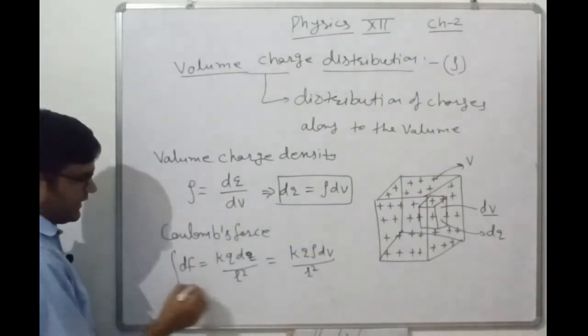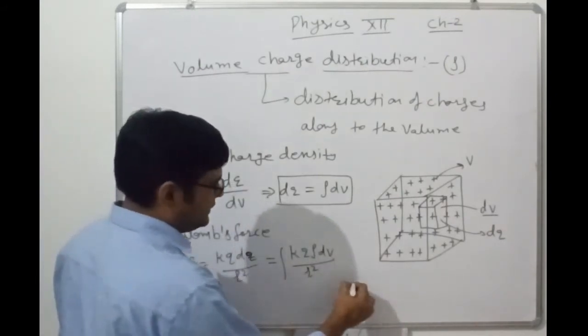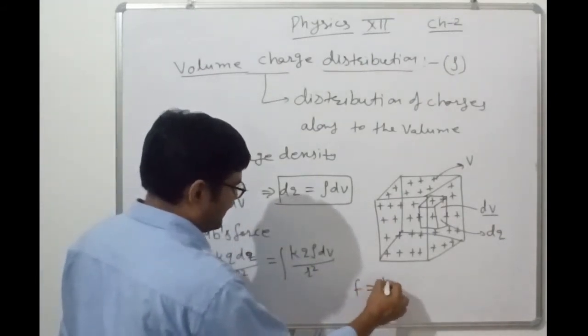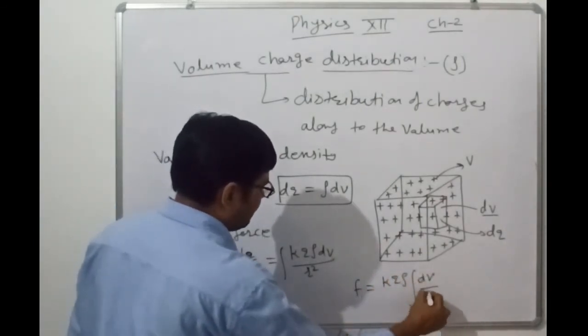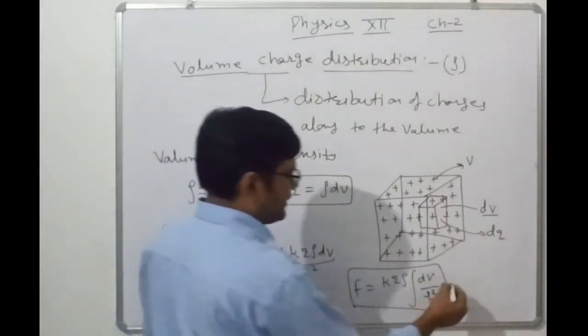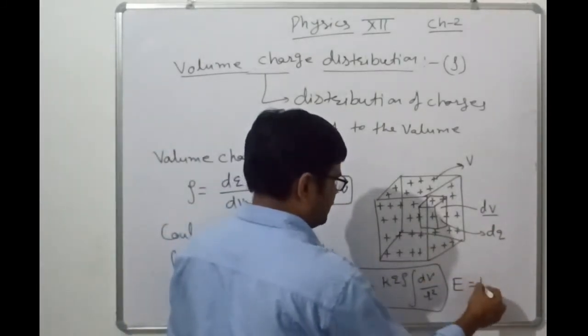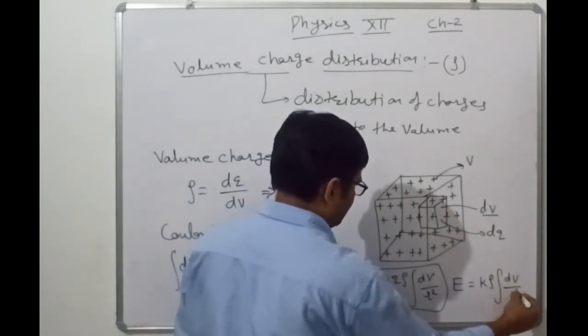To get the entire F value, we integrate both sides, and we get F equal to k q rho, which is a constant, integral dv upon r square. Clear? In terms of the electric field intensity, this formulation is E equals k rho integral dv upon r square.